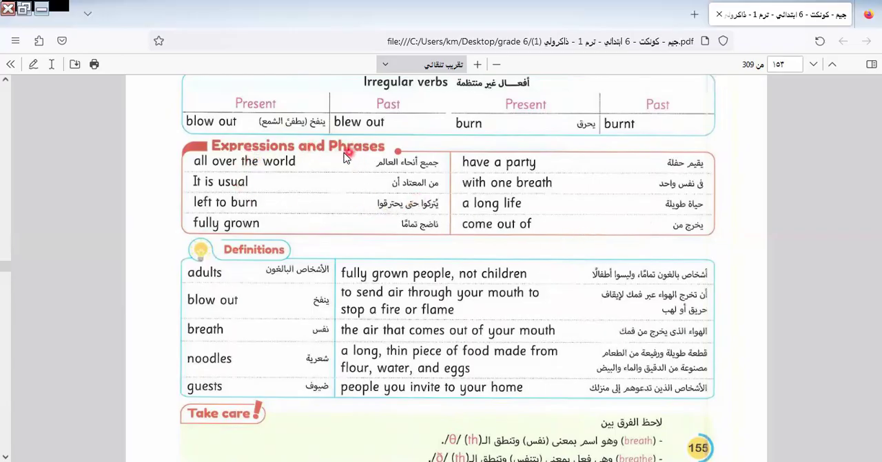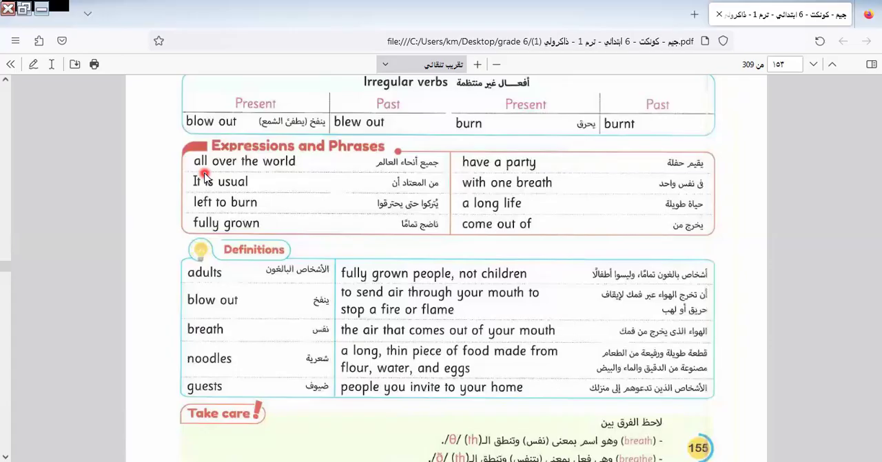Here we have expressions and phrases used in this lesson. Let's know these expressions. Some of you are saying, Miss Iman, why must we study the expressions and phrases? We must study them, as we told you before, because we are going to write a paragraph. So we must have vocabulary, expressions, and phrases, because they are important to write any paragraph or any email.